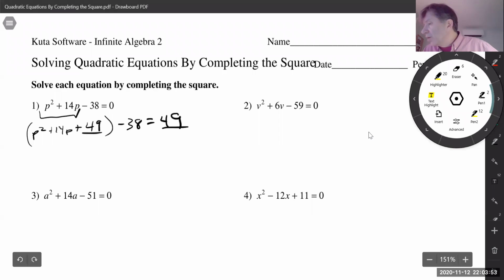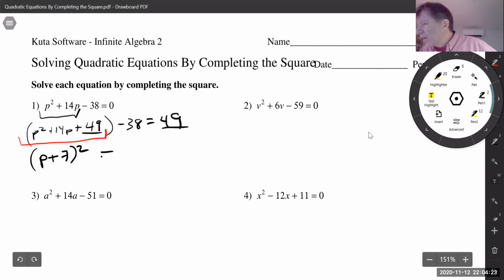Another thing I could do is subtract 49 right afterwards, but you'll decide at the appropriate time whether to keep it on the same side and go opposite or go to the other side. Again, I chose to go to the other side. So now, I know that this is a perfect square trinomial that can be factored into p plus 7 squared.